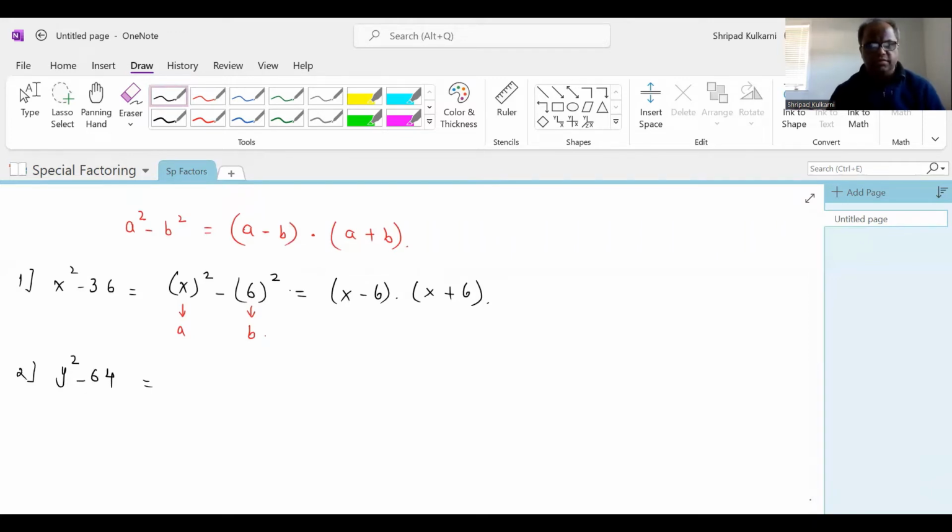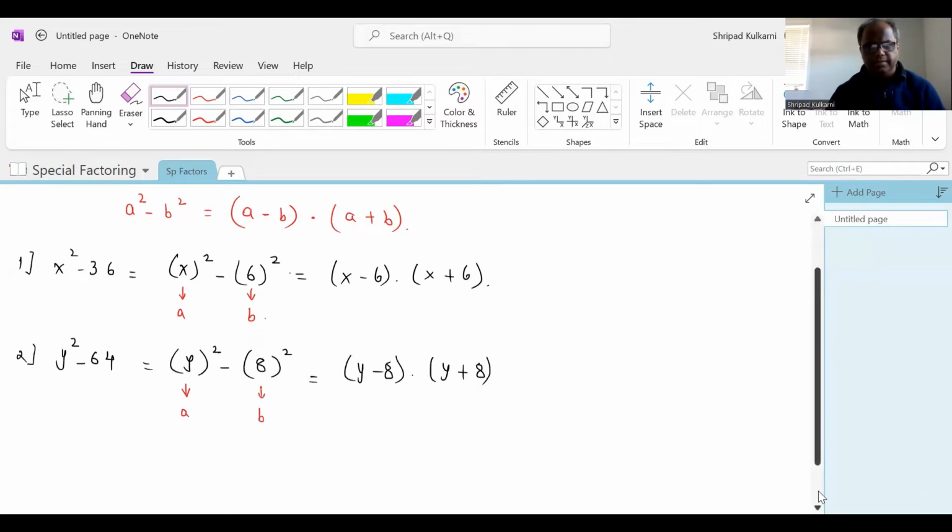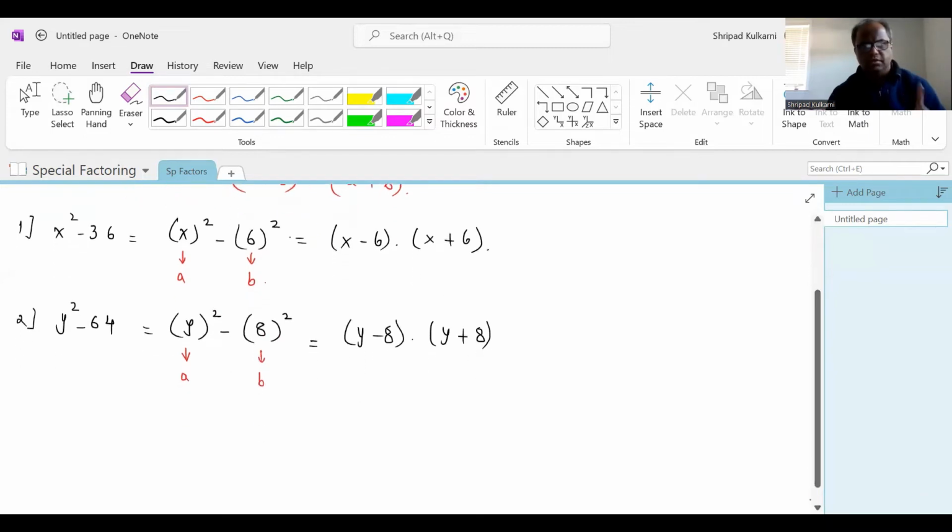Y square minus 64. I would write y square as y bracket square, 64 I will write as 8 square. I know that this is my A, I know that this is my B, and A minus B, A plus B. Okay. This is a simple one. By the way, special factorization becomes very important when we do the radicals rationalization part. Okay. Number three.